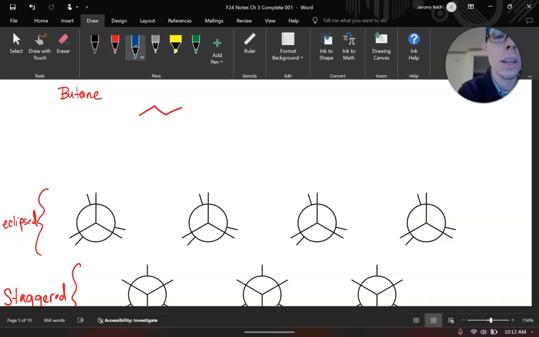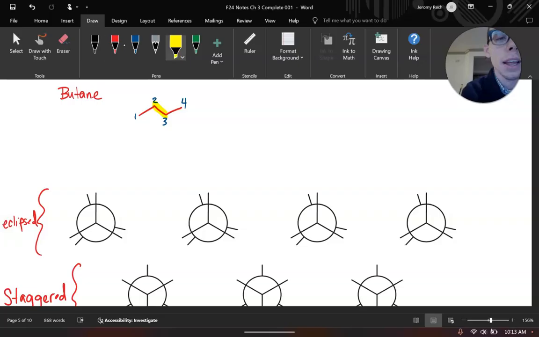So in terms of our locants, we could do 1, 2, 3, and 4. And we are specifically going to be looking along this 2 and 3. You can look at any axis. You can look along 1 and 2, but that's going to be a little bit more boring. So we're going to look at 2 and 3 here just to see all of our different interactions, including our gauche and our anti.